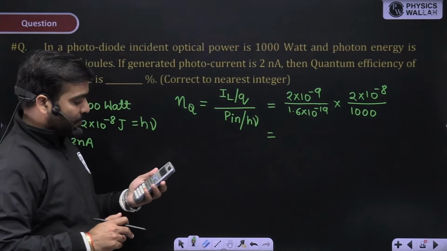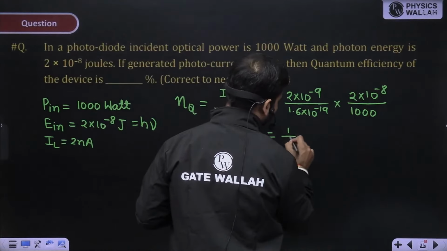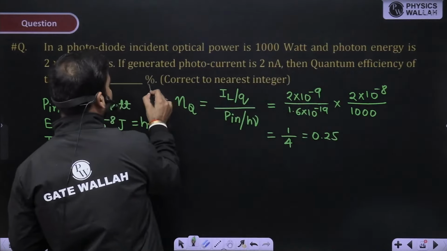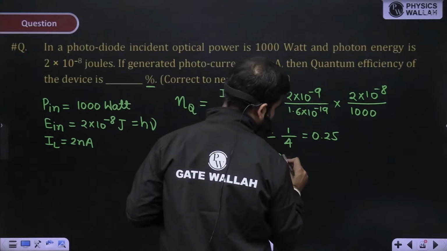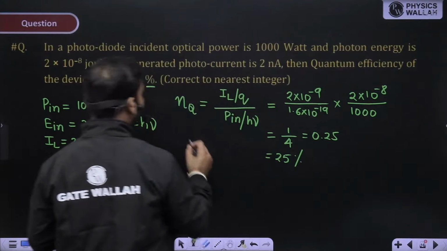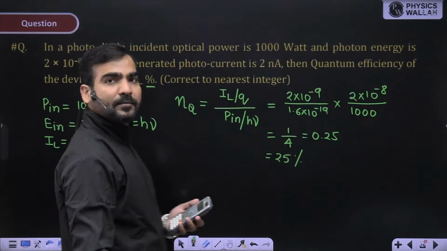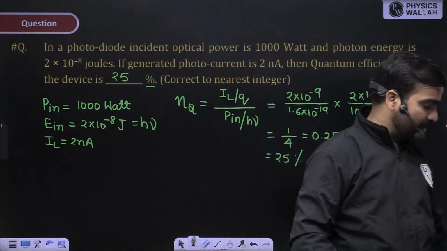That is important. So it is 1 by 4, my dear friend. 1 by 4 means it is 0.25. Now in percentage you have to write, so it is 25%. So what is the answer? Correct to nearest integer, that is 25. So 25 is the answer, right? 25 is the answer.